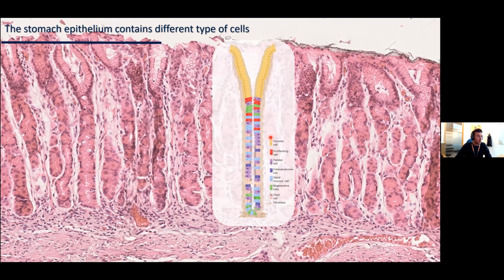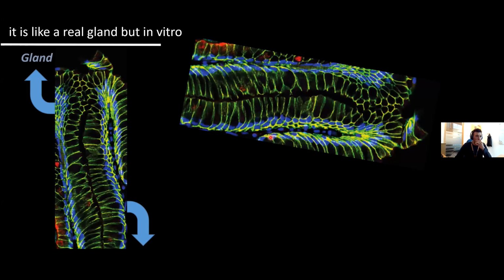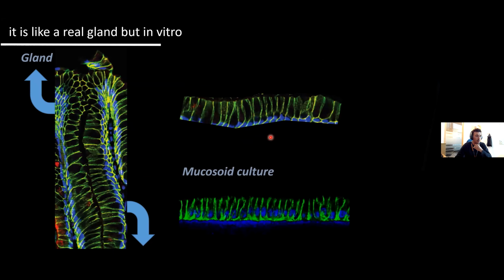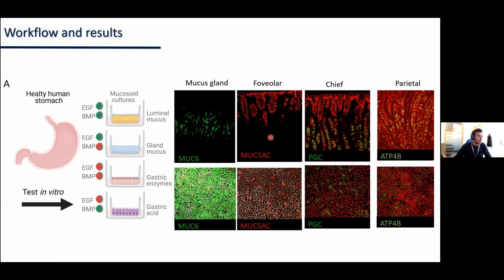So we wanted to explore, to make sure that our model is truly representative of the stomach, if we could differentiate all the cell types, and also if at the barrier level it looks similar. This is an immunofluorescence of the stomach, and as you can see, the mucosoid culture really looks very similar in terms of barrier structure. So this is about the different cell types: again, cells producing mucus, like in the first two here, cells producing digestive enzymes, called chief cells, and also parietal cells.